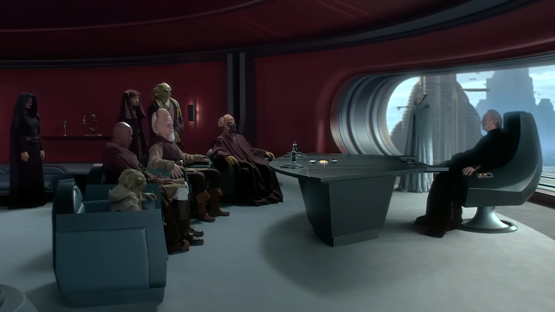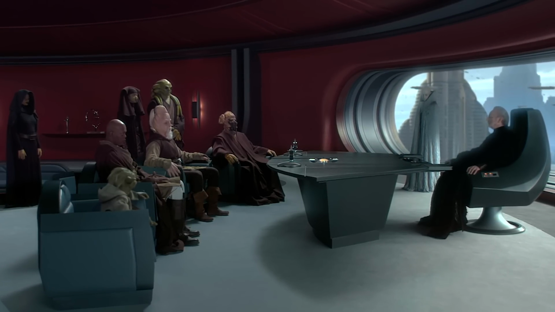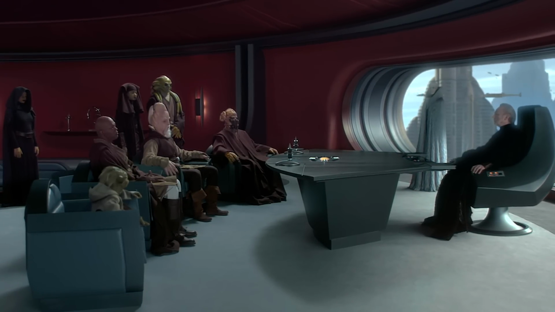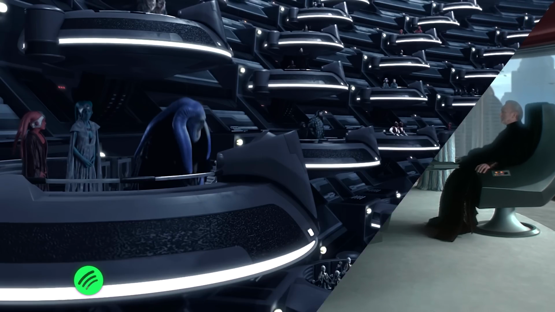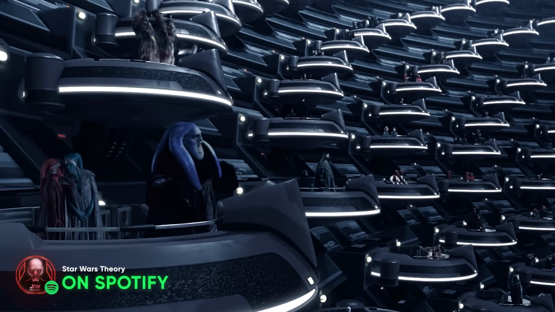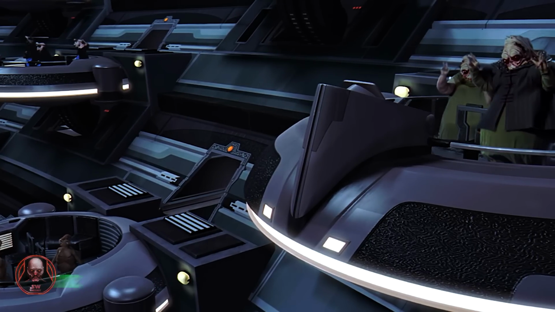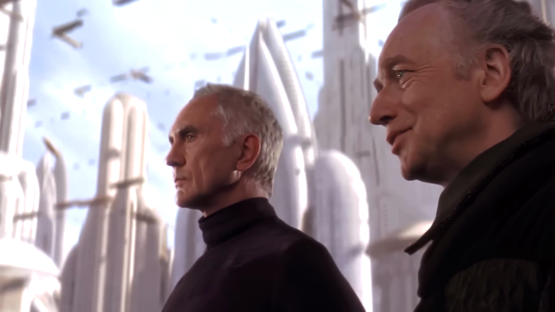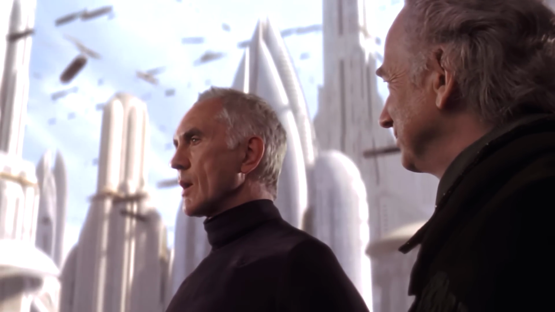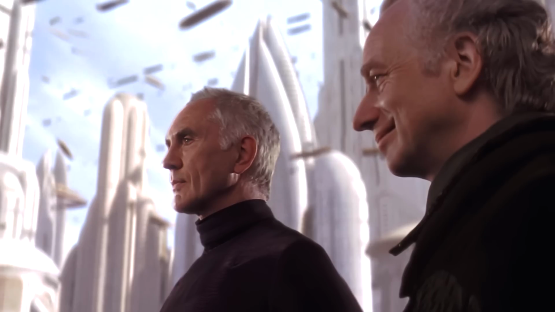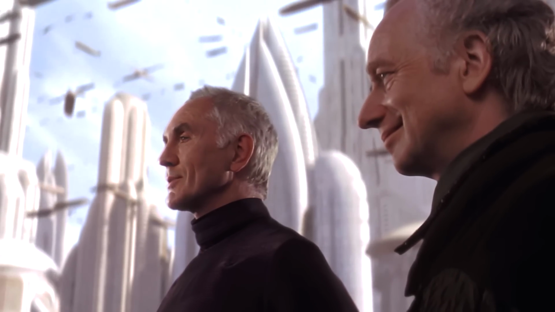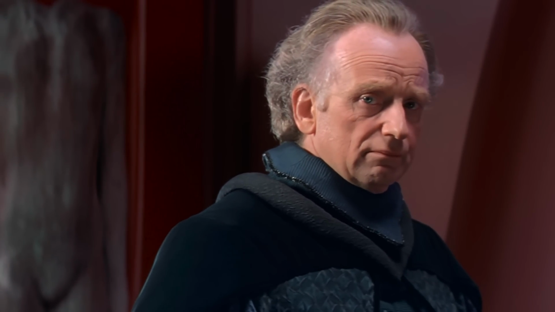Order 65 represents a fascinating glimpse into the Republic's attempt to safeguard itself against tyranny. On paper, it was a brilliant idea, a way to ensure that no leader, not even the Chancellor, could hold absolute power. But in practice, it was doomed from the start. Palpatine's control over the Senate, his influence over the clones, and his own dark power made the activation of Order 65 virtually impossible.